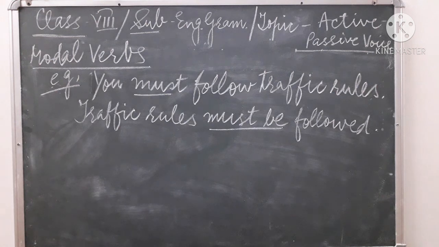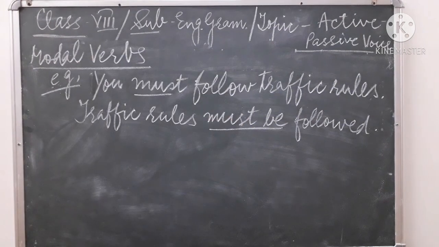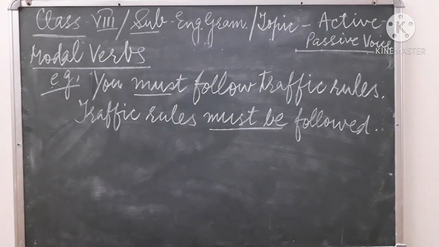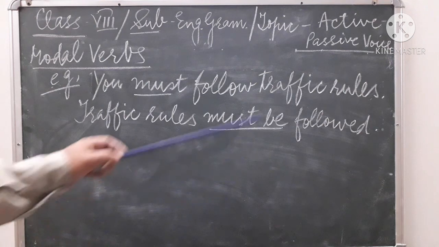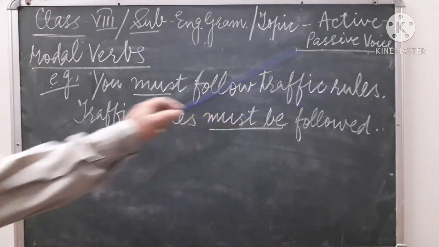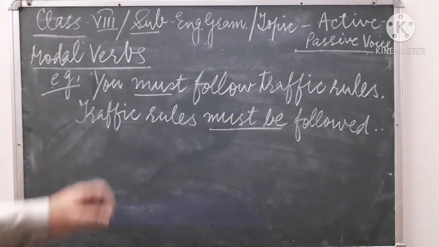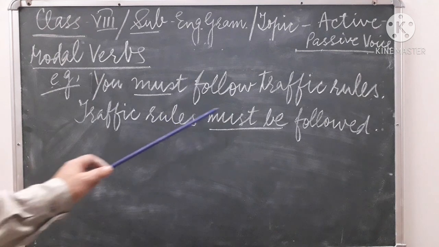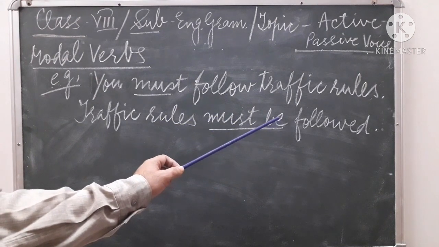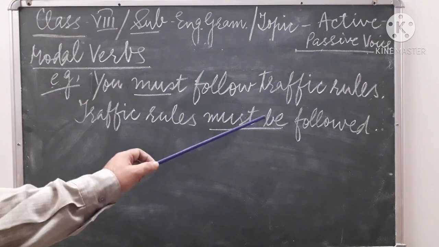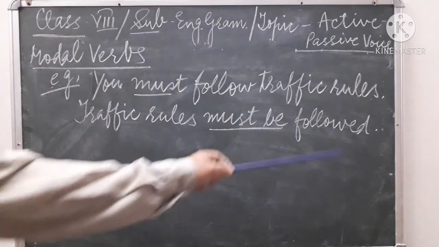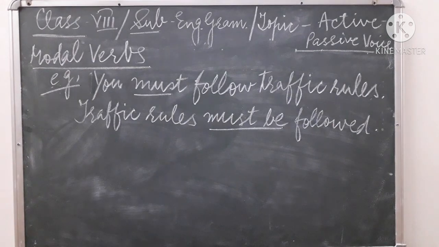Next example, children. What will we do if a modal verb is used in the sentence in active voice? Let us see an example. You must follow traffic rules. Now in this sentence, the object is traffic rules. It will be brought first, traffic rules. Now what is the verb? Must. Must will be written here. Okay. Traffic rules must. Then we use one more helping verb. It is be. Must be. And the third form of the verb, or past participle, it is followed. Traffic rules must be followed.